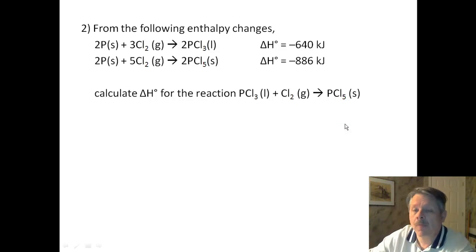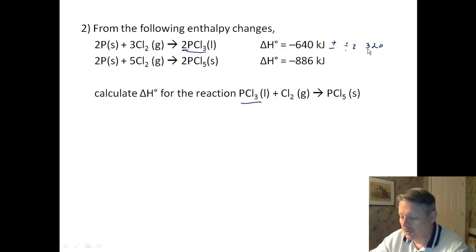All right, I am trying to find PCl3. Well, I notice that PCl3 is only here, so it's on the wrong side of the equation. So I have to change that to a positive 640. I have to change the sign because I'm going to have to flip this equation around. The problem also is I have two of them and I only want one. So I'm going to have to divide it by 2, so that number is going to be a positive 320 when I'm all done there.